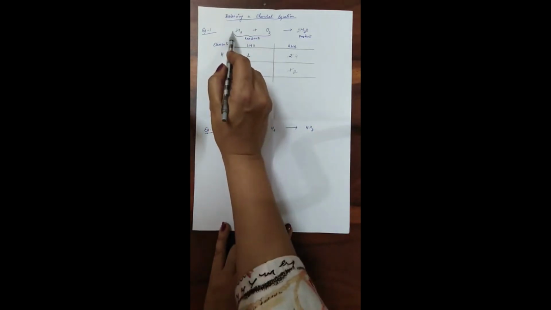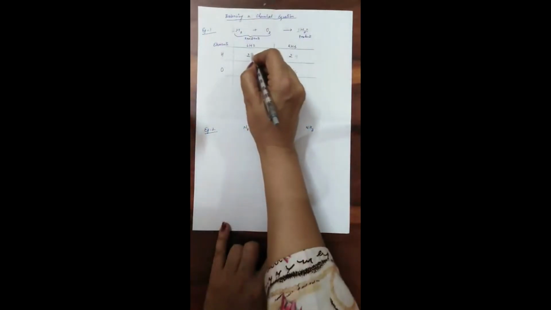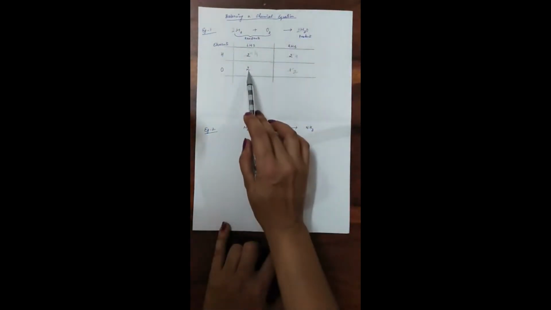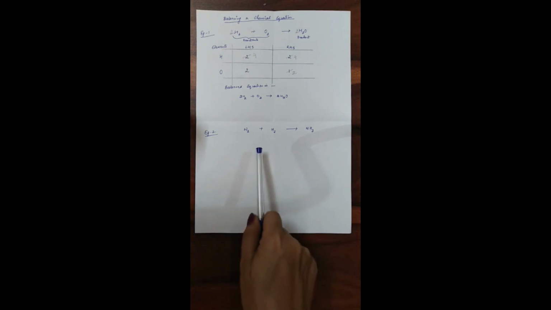That means what should be here so that once multiplied we get 4. Suppose I write down 2, this becomes 4. So 2 and 2, 4 and 4. Now the equation becomes balanced. So the final answer, the balanced chemical equation, is 2H2 plus O2 gives 2H2O. This means 2 molecules of hydrogen gas combine with 1 molecule of oxygen gas to give 2 molecules of water. Now in the next video we will try another equation.